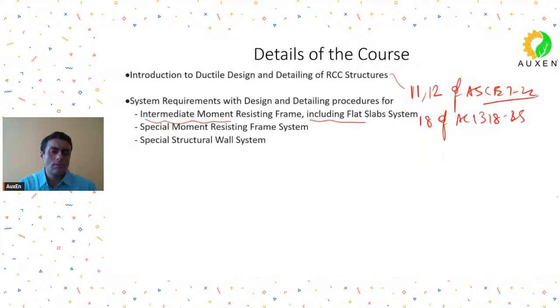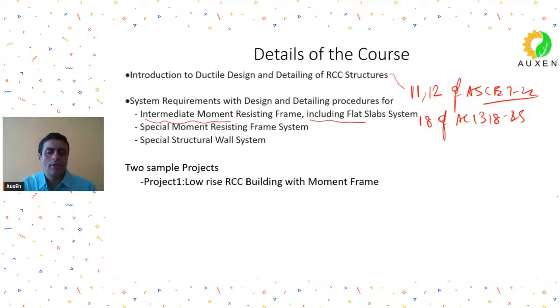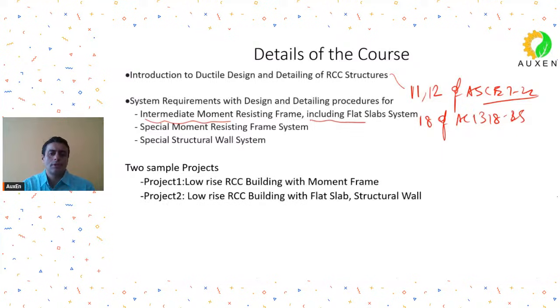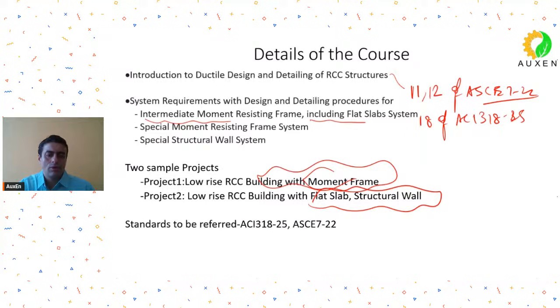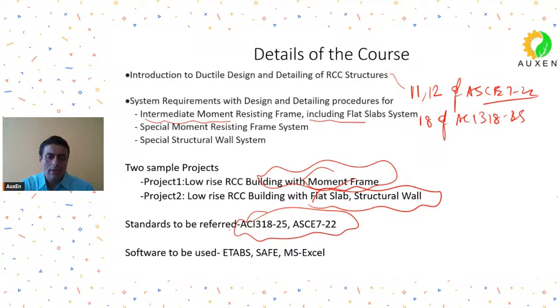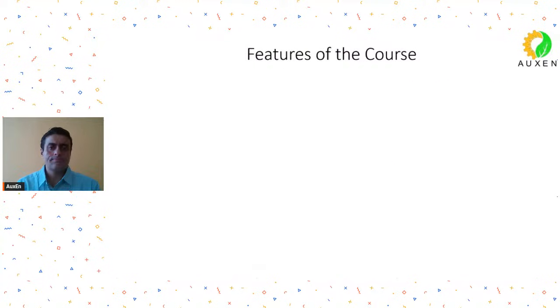These three systems we will be focusing more on, and then in the end we will take up two sample projects. One will be an RCC building with moment frames subjected to earthquake loads and gravity loads, obviously, and the other will be a flat slab building with structural walls. This is the plan that we have for this course, and the standards that we would be referring to would be ACI 318 and ASCE 7. Software that we would be using would be ETABS and SAFE, along with spreadsheets in MS Excel. These are the course contents which we would be covering during this course.